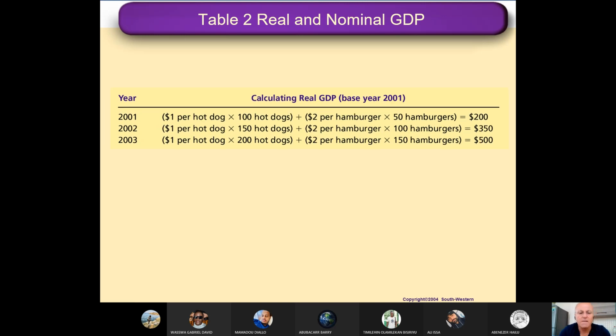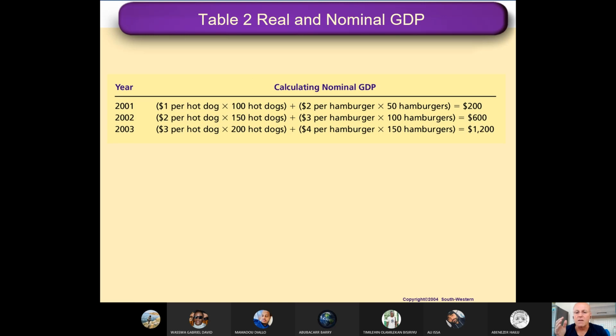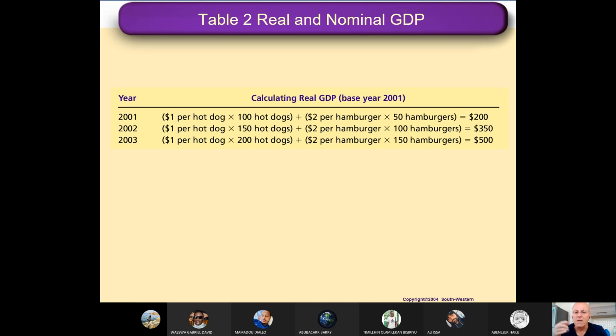You are understanding, yes? And for 2003, $1 per hot dog is multiplied by 200 hot dogs and added to the hamburgers, $2 again because in 2001 the hamburger was $2, multiplied by 150 hamburgers. Then it gives you 500, where the former figure was $1,200.